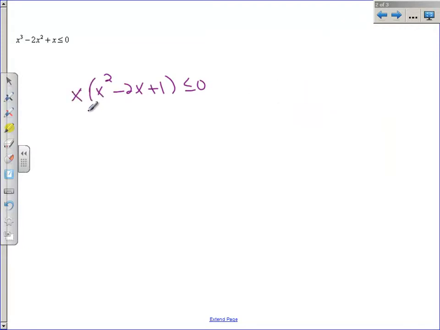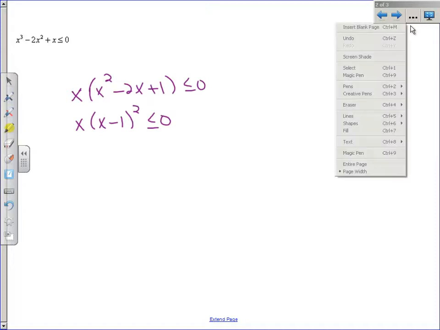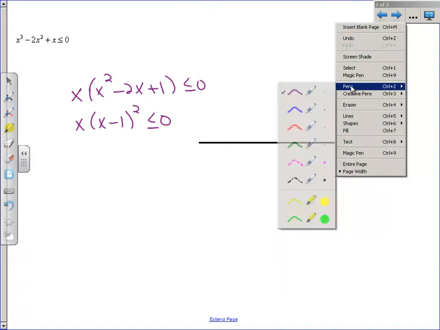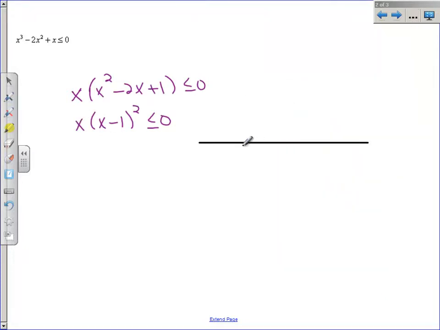All right, so let's try this again. That factors into x minus 1 squared. And we want to find out when this cubic is below the x-axis or equal to it. So we're going to take a little number line. And underneath this number line, we are going to put all of the zeros. The zeros are at 0 and 1. That's it. Out here is negative infinity. Way out here is positive infinity.